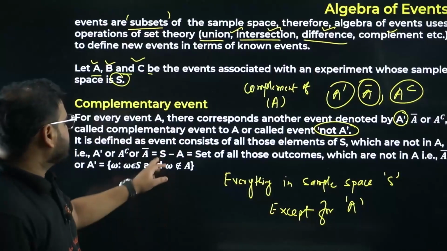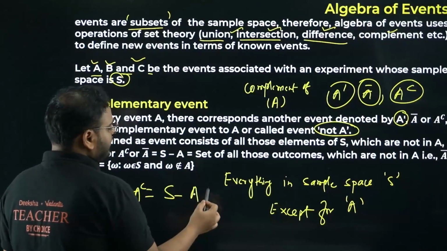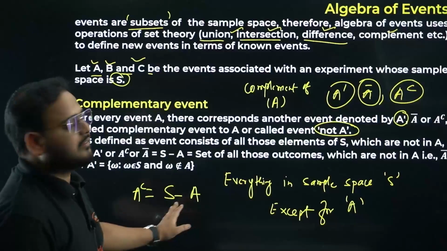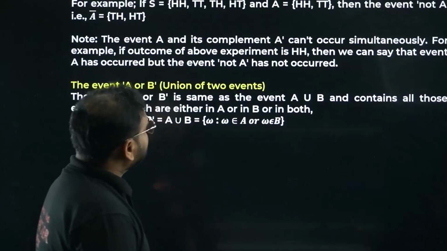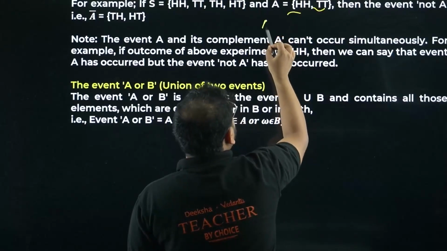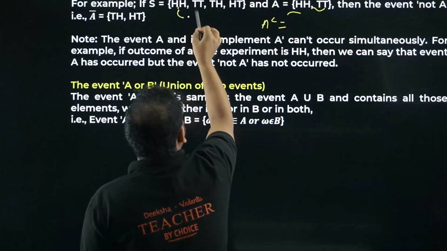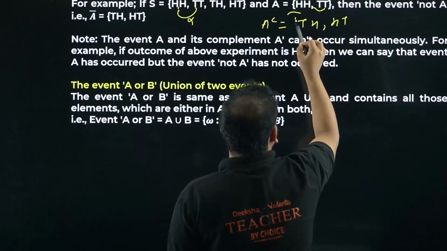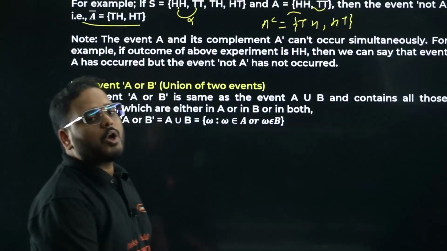So think about it. Basically this A C equals the total sample space S minus the elements of the event A. Let's move on now. Complement is clear. For example, if S is HH, TT, TH and HT, and A is given as HH and TT, what is A C? A C will be everything except these two. So remove HH and TT. What is the answer going to be? TH and HT. That's the complement of the event A.